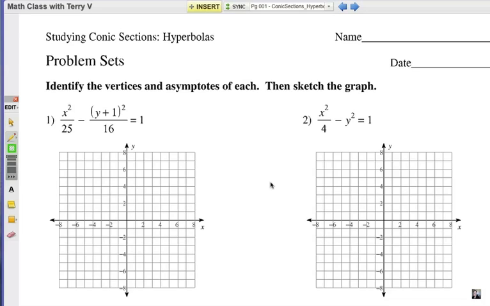As always in these problem sets, I expect that you'll pause the video and give this a try for a few seconds, and then play the video and see if you're right, and I'll go over it with you. So let's try these first two. Go ahead.